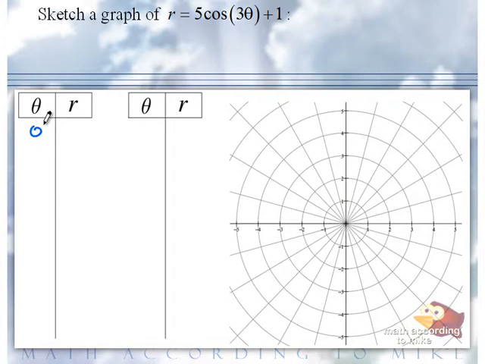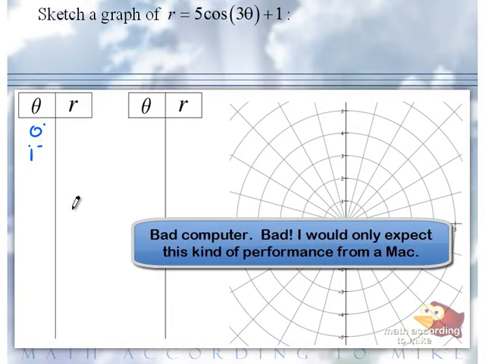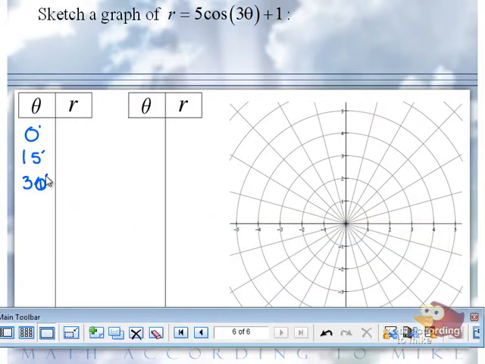So, 0 degrees, 15 degrees. Oh my gosh, what's going on? That's not good. All right, those should be little degree symbols. I'm sorry about that. Well, to make your life a little bit easier, we're going to pretty much have the calculator do it for us.